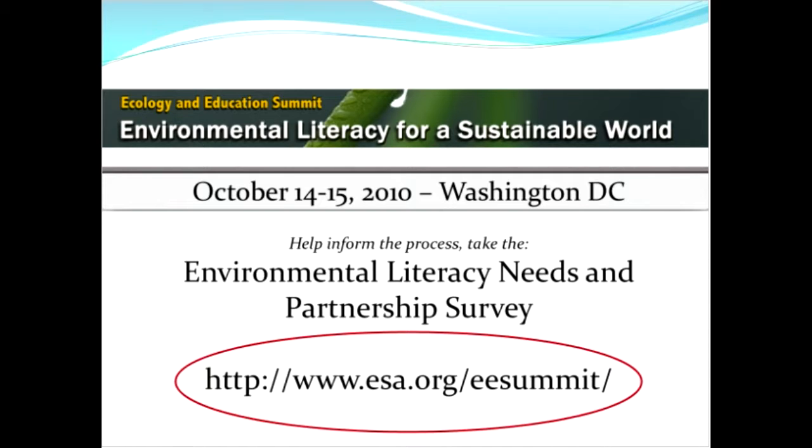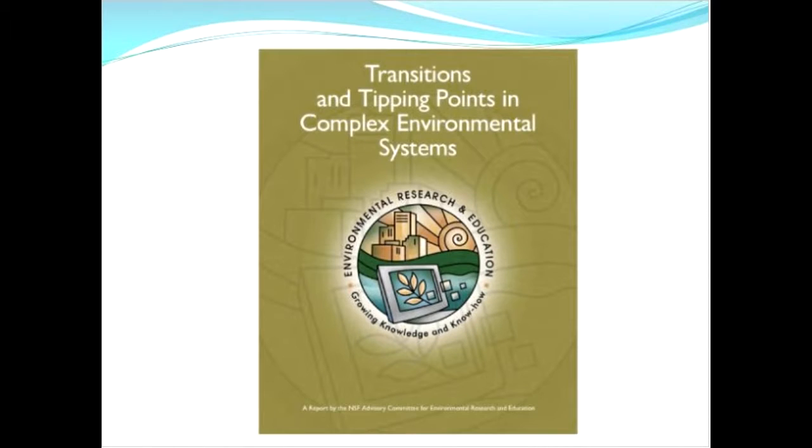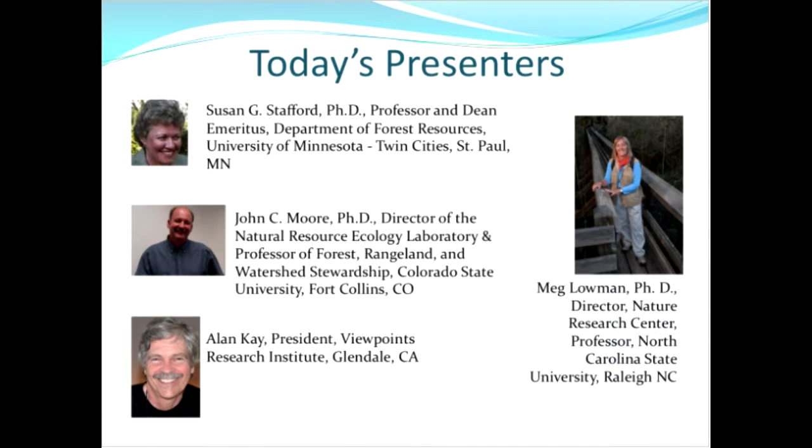So it occurred to us at AIBS, as we learned more about the plans for the Summit, that we could help facilitate a connection between the goals of the Summit and the information and recommendations in the latest version of Transitions and Tipping Points in Complex Environmental Systems, published by NSF. Dr. Joseph Travis is both the current AIBS president and a member of the committee that wrote this report. So he invited a group from the committee to present an overview and some examples of what's happening today to move the recommendations forward. So I'm really pleased to present to you today's speakers.